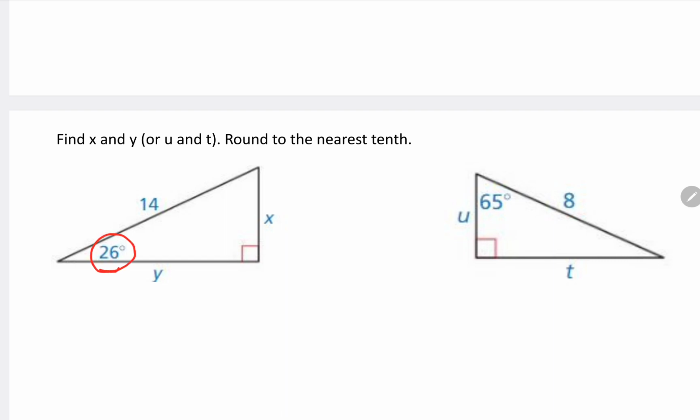We're looking from 26 degrees. I'm going to go ahead and label all of these. This is my opposite. This is my hypotenuse, which makes this my adjacent. You can only find one variable at a time. So if I'm going to find x first, I'm going to be using opposite and hypotenuse. And if I'm using opposite and hypotenuse, let me write it.